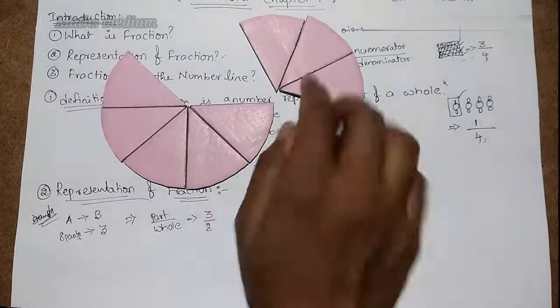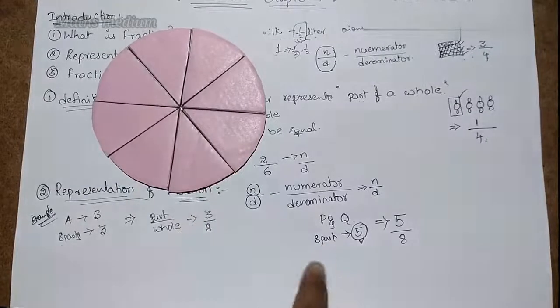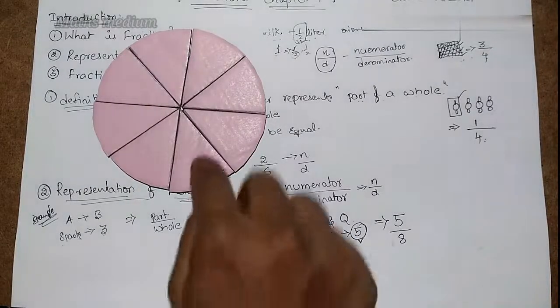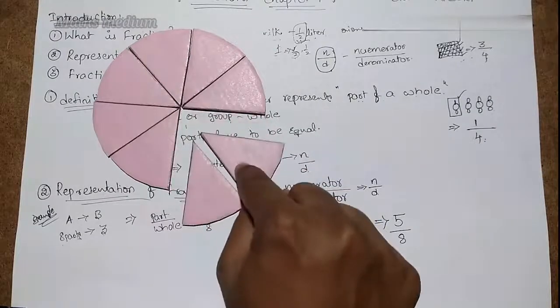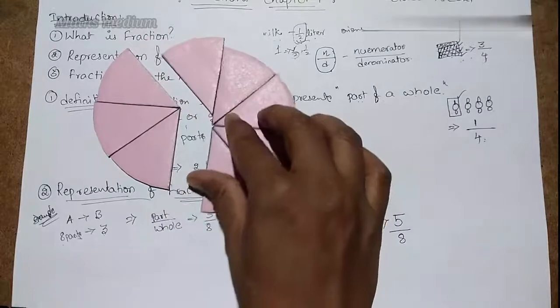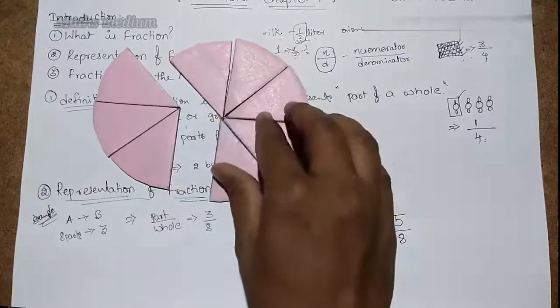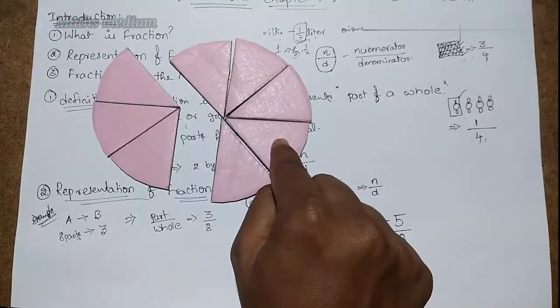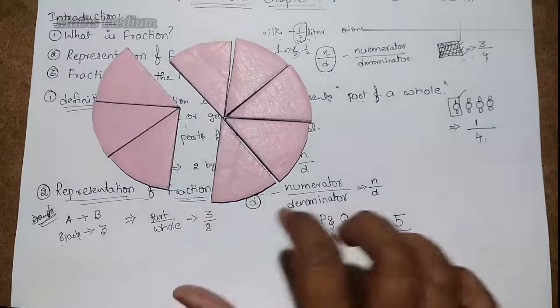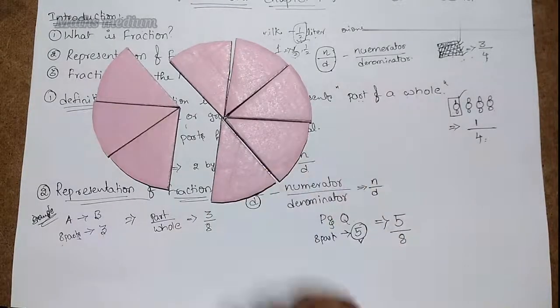So these are the 8 parts P has. Now we are going to give 5 parts among those 8. If you take 1, 2, 3, 4, 5 out of the 8, these are the 5 parts we separated. So that is 5 divided by 8. This is the representation of a fraction with the example. I hope you understand this method.